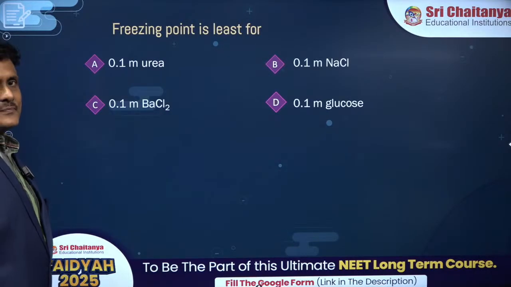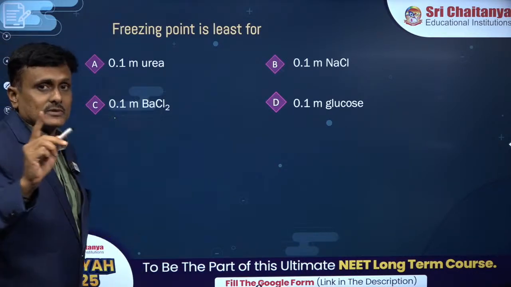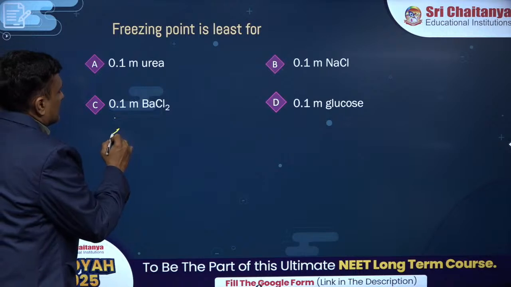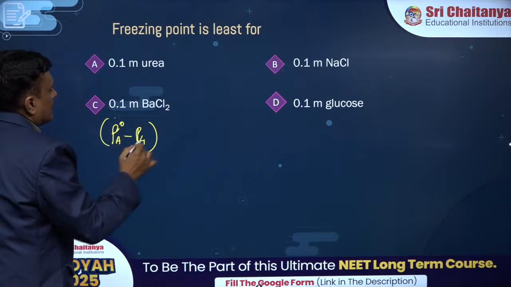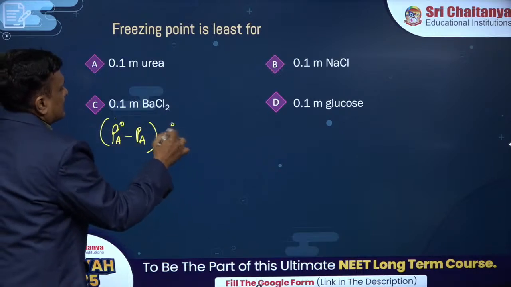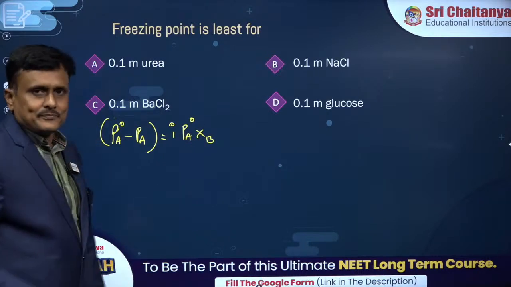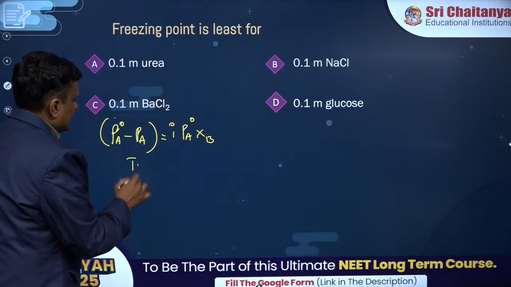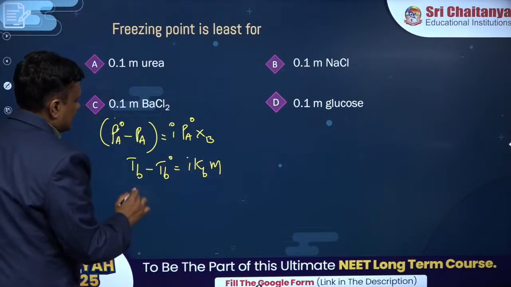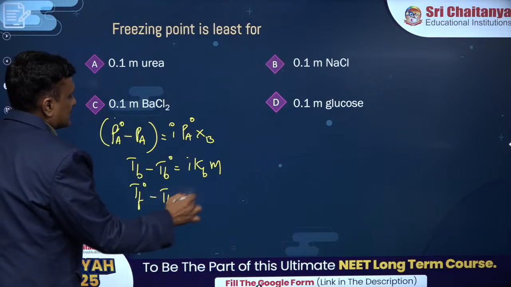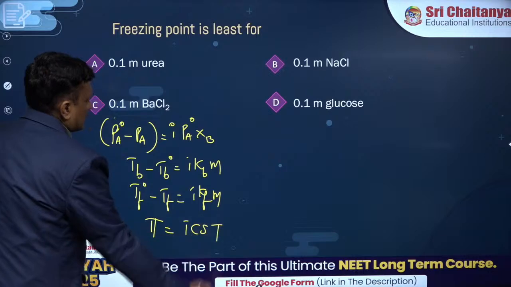Freezing point is least for, remember buddies, once you write all colligative properties, I want to generalize this. I want to give you some input related to this. Listen. Vapor pressure difference PA0 minus PA is equal to i times PA0 into XB. Delta TB is equal to i times KB into molality. Delta TF is equal to i times KF into molality. Lastly, osmotic pressure pi is equal to iCRT.